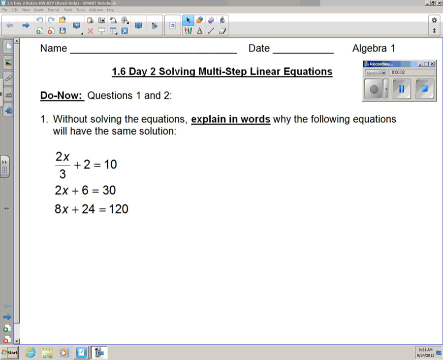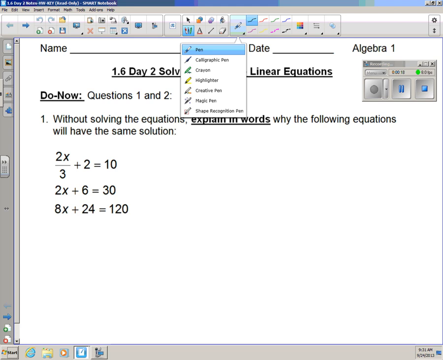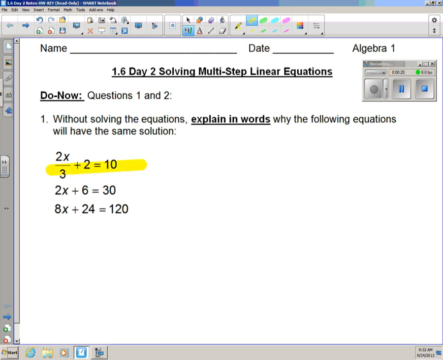All right, so for today's lesson, the idea is we're going to be solving multi-step linear equations. So the do now is, without solving the equations, explain in words why the following equations have the same solution. So take a look at this first one, right? 2x over 3 plus 2 equals 10. And then take a look at the second one, 2x plus 6 equals 30.